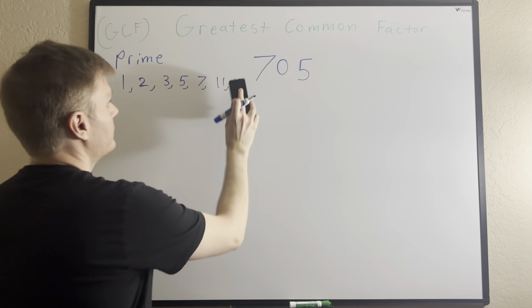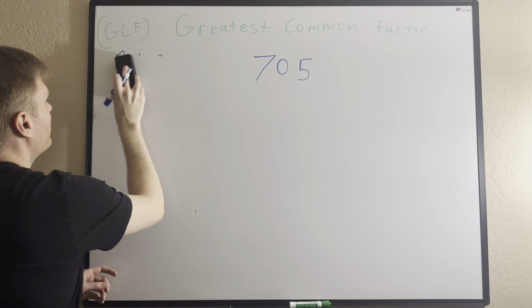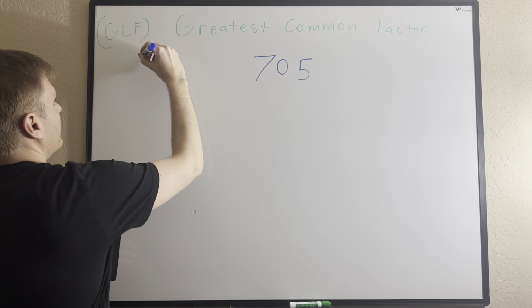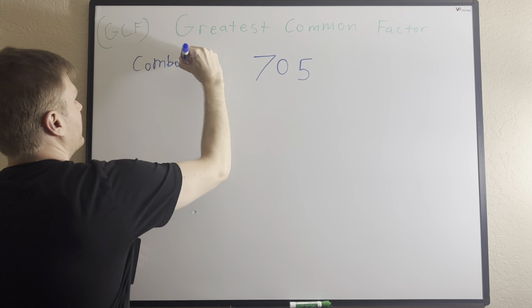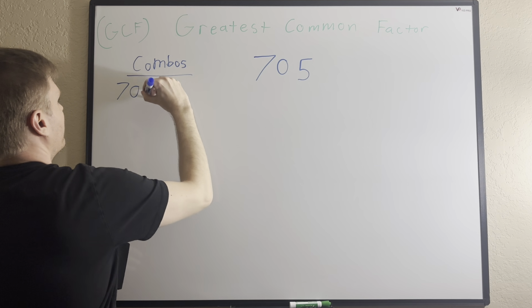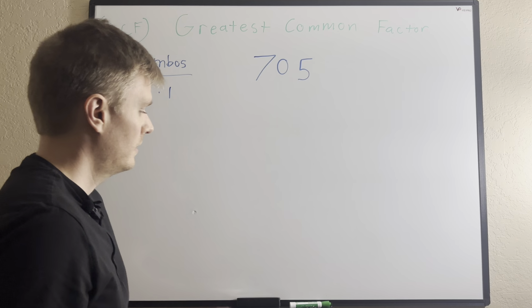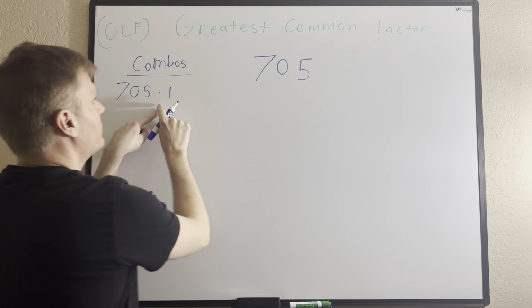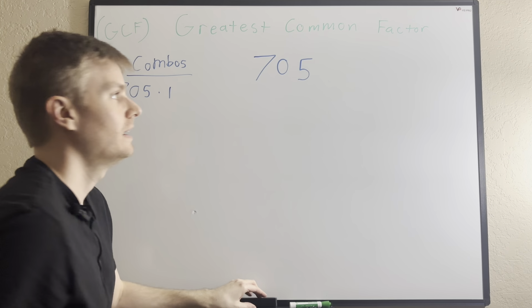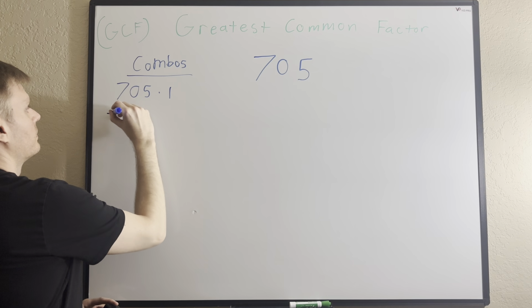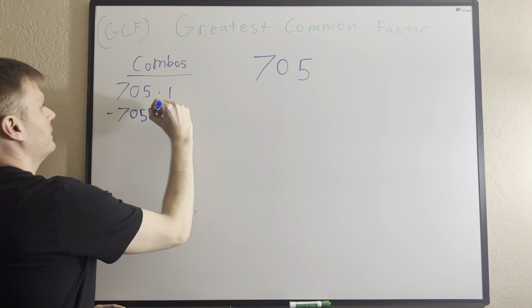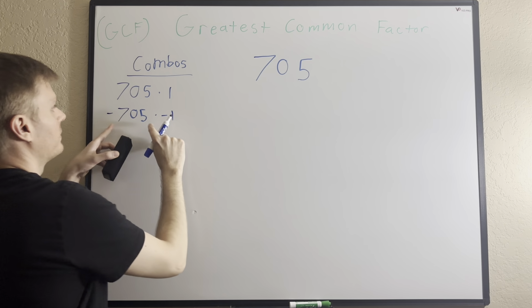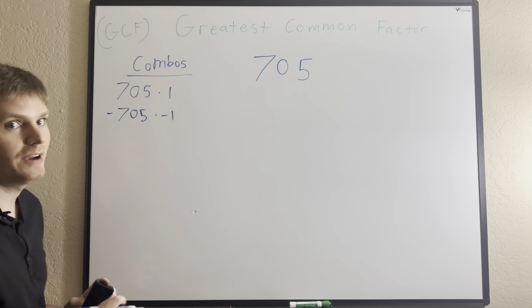I mean, that counts. That is one of the combinations of numbers that we can multiply together to get 705. So I'll just write combos over here and just write 705 times 1. This isn't really factoring so much as it is finding how many different combos of two numbers multiply together to get 705. There is another combo that I can think of, because a negative times a negative gets you a positive. Negative 705 times negative 1 also gets you positive 705.